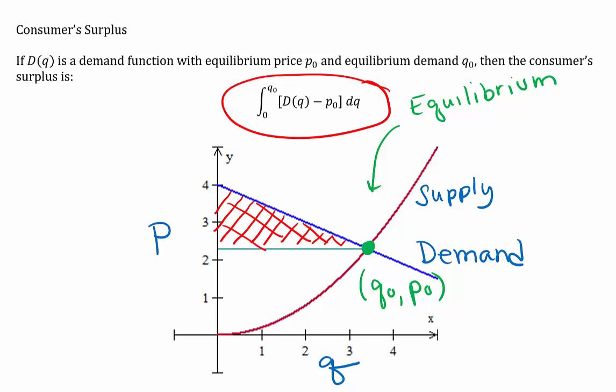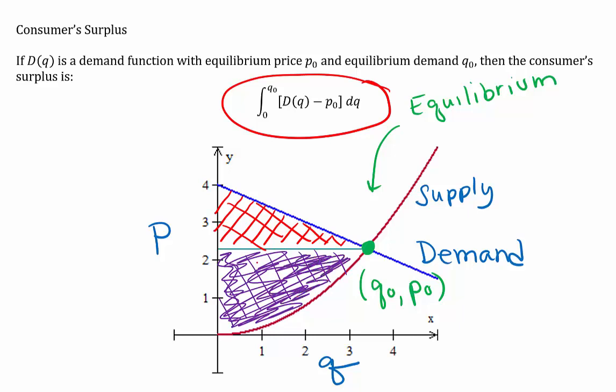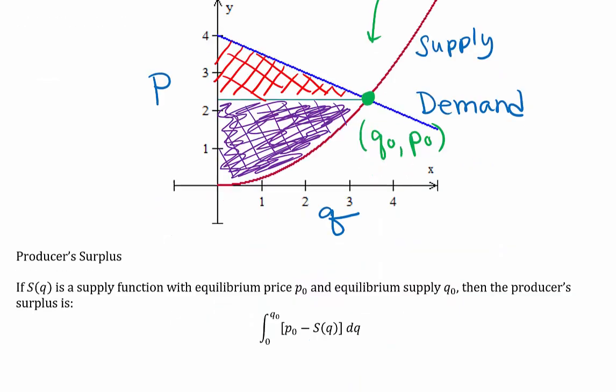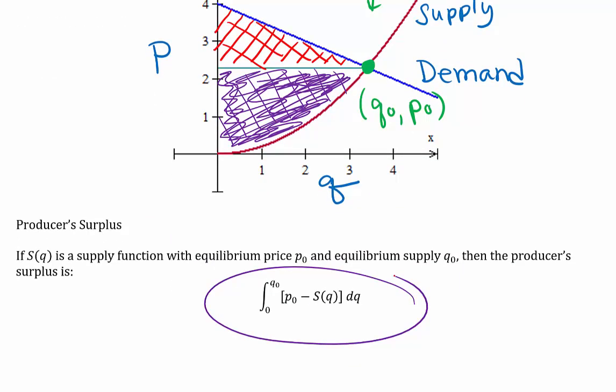Now, there's also something called the producer surplus, and that's this area right here. And this region is describing the fact that some of our suppliers were willing to make this item at a lower price. To find this area, I have got another formula for you that's very similar. All right, there is my producer surplus. So this time the top curve is the price and the bottom curve is the supply, top minus bottom, and we integrate from 0 to the equilibrium quantity.